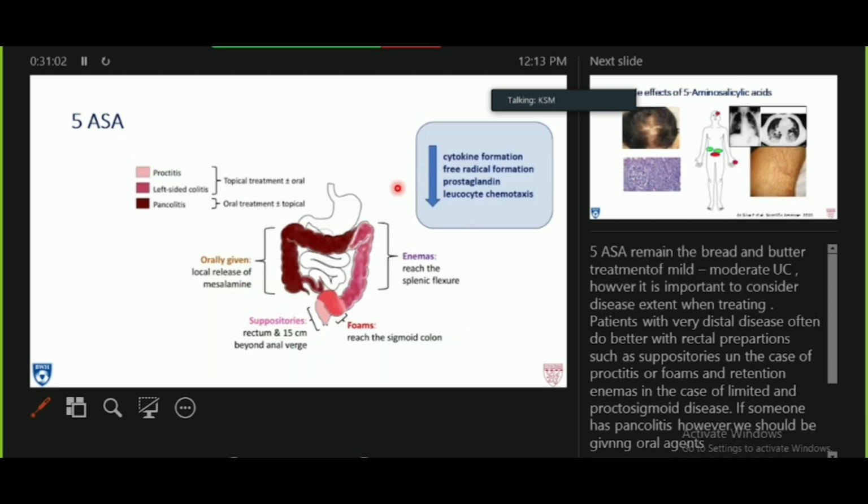So the bread and butter of UC treatment is with 5-ASAs. If someone has more distal disease, we tend to treat them with rectal preparations. So with proctitis, we'll give them suppositories. With left-sided disease, we'll give them foam enemas. Or if they have pancolitis or extensive colitis, we will give them oral mesalamine. Sometimes you have to give a combination of both.